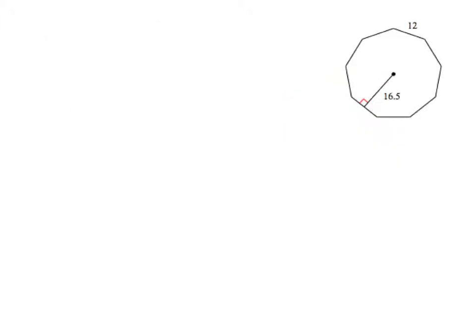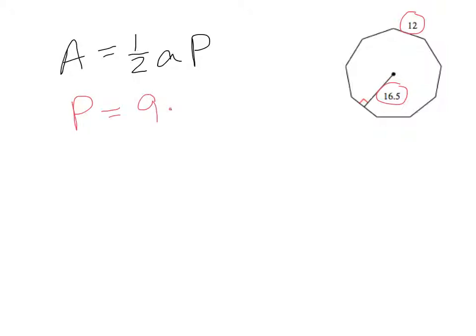So in this example, we can see that we have a nonagon. It has 9 sides. We have a couple things given to us. We have the apothem given to us, and we also have one of the sides. Remember that all of these sides have the same length since it's a regular polygon. If we are going to apply the formula, area equals 1/2 apothem times perimeter, the first thing we have to do is find the perimeter. We know that it has 9 sides, and each side is 12 units long. So the perimeter is 9 times 12, which is 108.